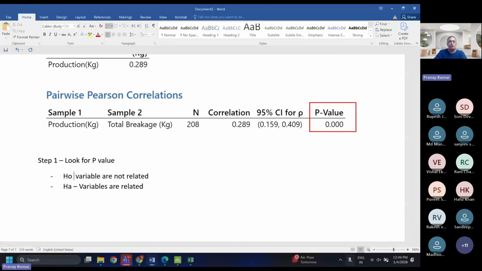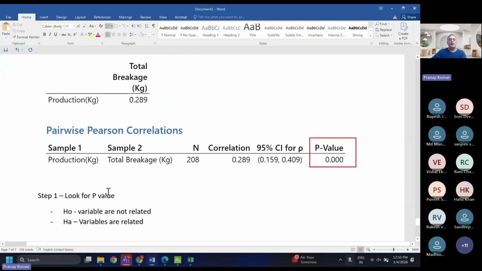This is considered to be one of the biggest lacunas of using correlation test. Correlation does not understand which is the factor, which is the response. It only says both these variables are related to each other or not. It is saying total breakage and production are related to each other. Which one impacts which one, I don't know. But that is why you don't use correlation.